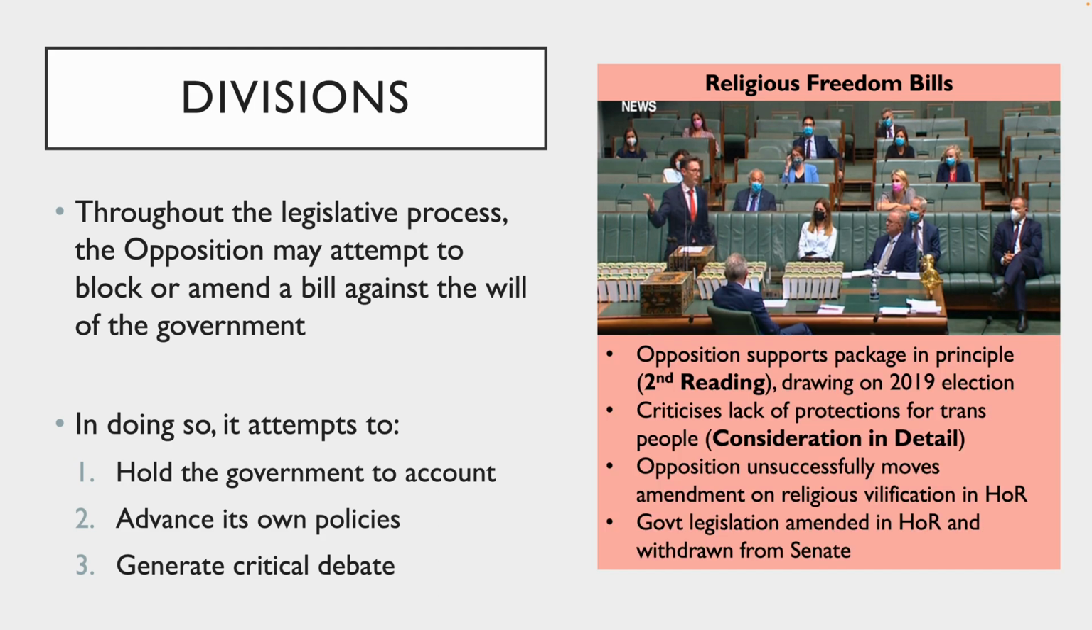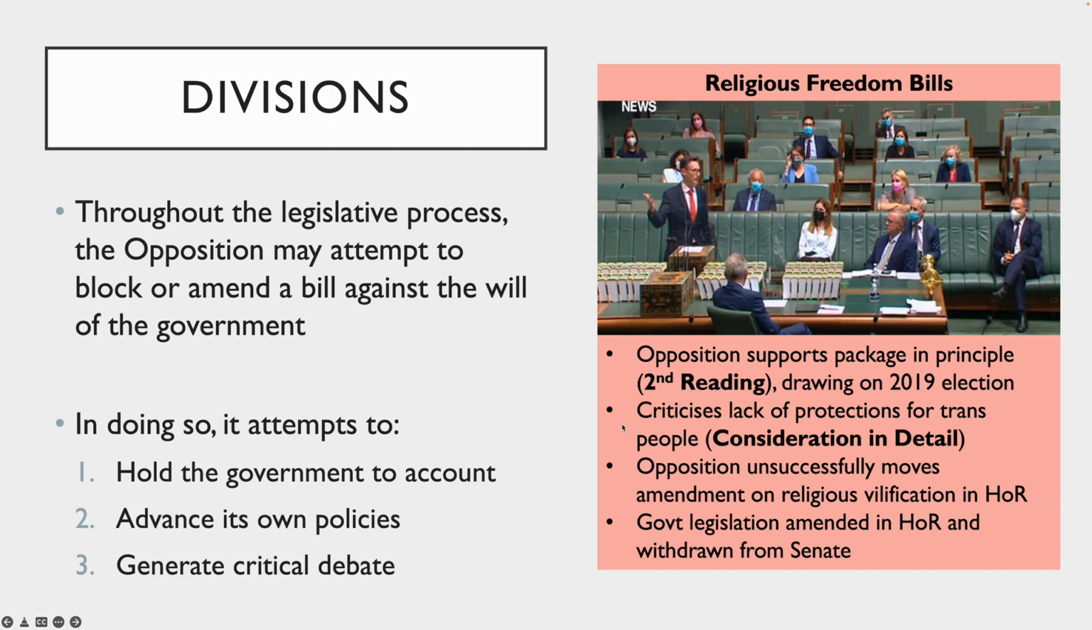So here we have the opposition supporting the package in principle in the second reading. So they voted with the government and said we support generally a religious freedom bill. This was them drawing on the 2019 election, thinking that one of the demographics where they struggle the most is religious communities, and so supporting a religious freedom bill would certainly work in their favour. However, during consideration of detail, they criticised the lack of protection for transgender students in religious schools specifically. They unsuccessfully moved an amendment on religious vilification in the House of Reps.